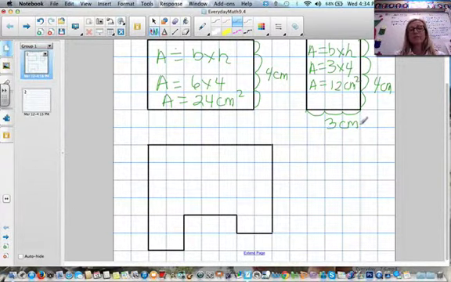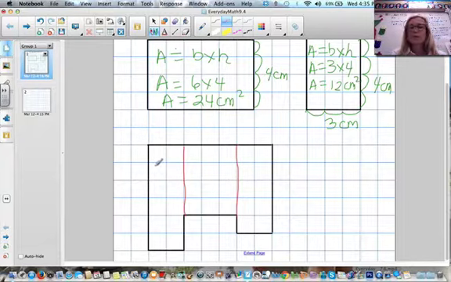But what do you do if you come across a shape like this? This isn't a rectangle, so we can't just apply the formula in this case. Yes, we could count them all up. That's one way to do it. But there's another way to do it. So I want you to pause the video and figure out what you could do instead.